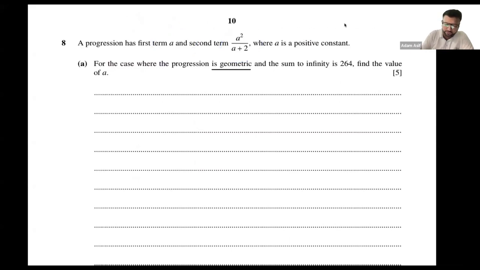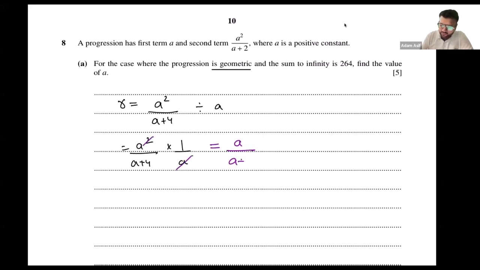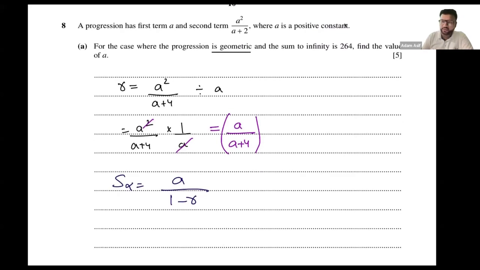Now, if it's a geometric progression, we need the common ratio. Common ratio is the second term divided by the first term. That means a squared upon a plus 2 times 1 upon a. So common ratio is a upon a plus 2. The first term is a. What is sum to infinity? It's a upon 1 minus r.